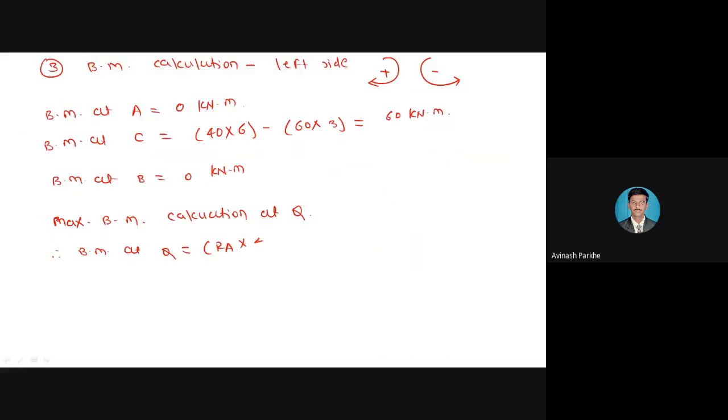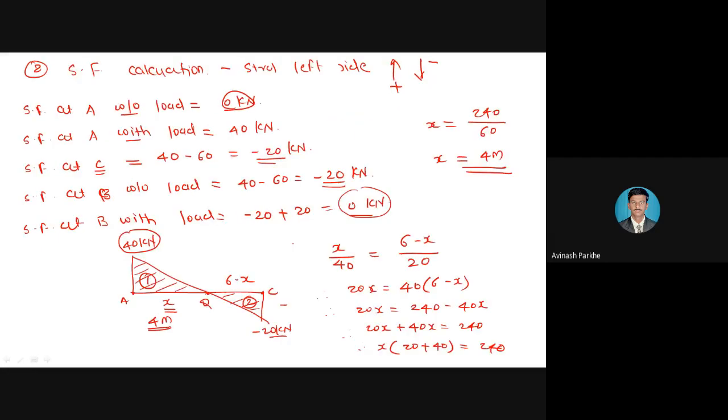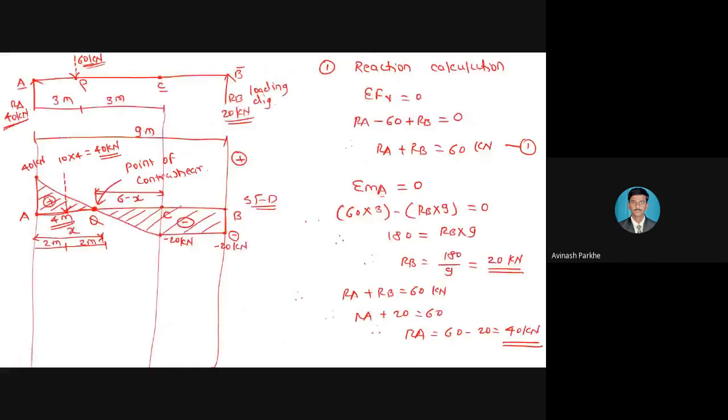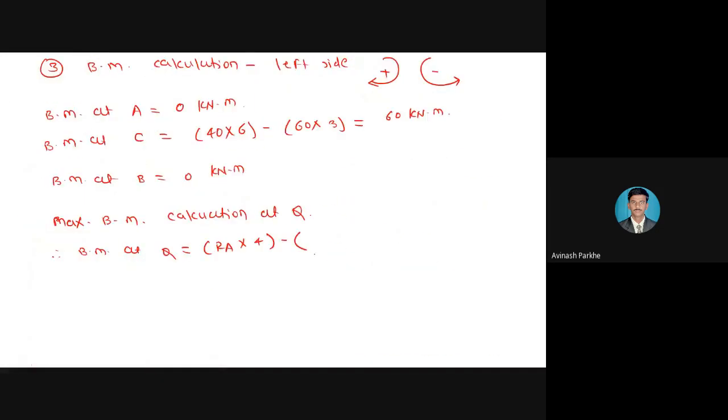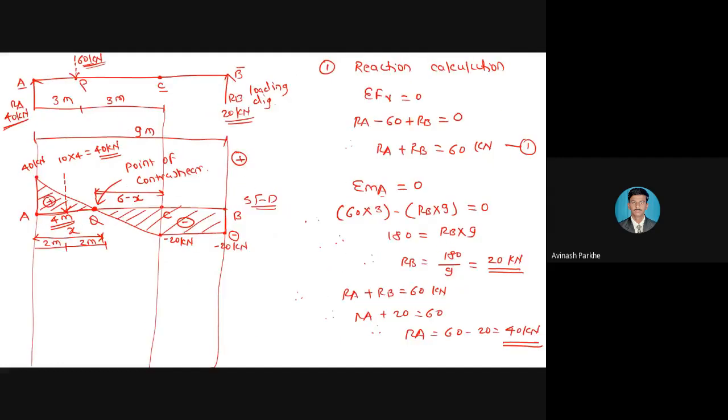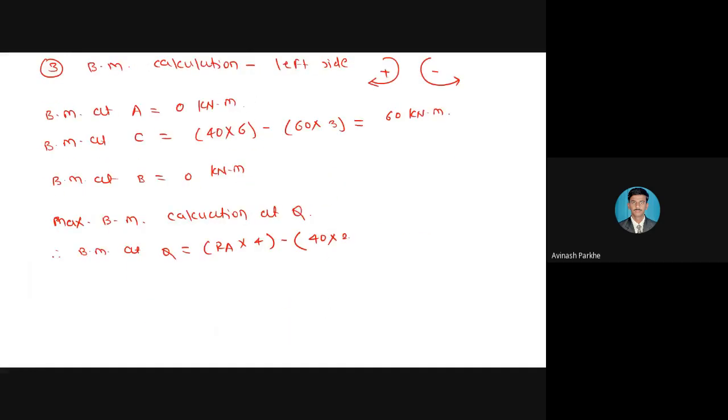So RA into 4, it is rotating clockwise, therefore positive, minus small UDL AQ 4 मीटरचा UDL चा आपण पॉइंट लोड मध्ये कन्वर्ट केले, त्याची मॅग्निट्यूड किती आले 40 into मल्टिप्लाइंग डिस्टन्स 2 मीटर. जो काय पॉइंट लोड आपण इथं कन्वर्ट केलाय तो पण बरोबर सेंटरलाच ऍक्ट झालेला आहे, म्हणजे त्या पॉइंट लोडचं आणि ह्या क्यू मधलं डिस्टन्स किती असणार आहे तुमचं 2 मीटर. Then what will be the final answer? Please tell me.